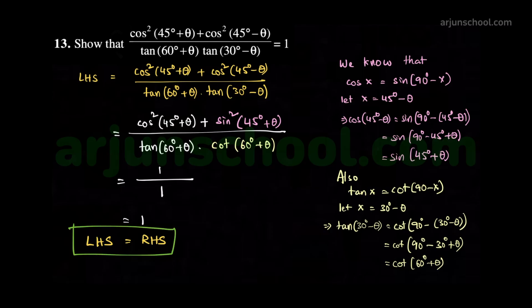Therefore, we have shown that (cos² (45° + θ) + cos² (45° − θ)) divided by (tan (60° + θ) into tan (30° − θ)) is equal to 1.